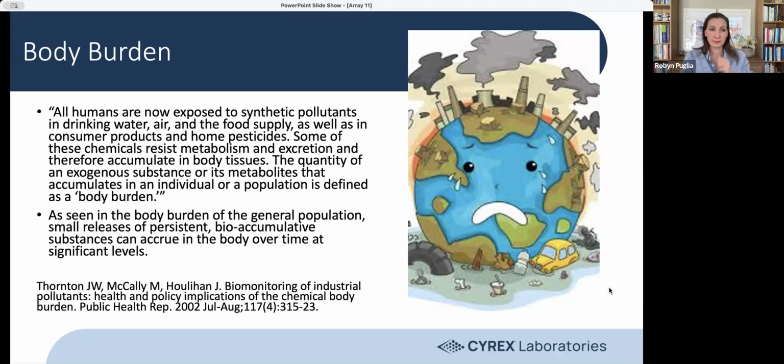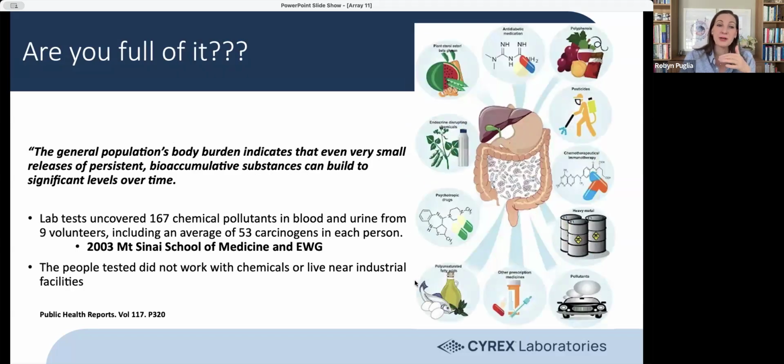in addition to what we're going to be talking about today, which is immune tolerance of the chemicals found inside the body burden. So the general population's body burden actually indicates that even very small releases of persistent bioaccumulative substances can build to really significant levels over time. And of course, there is some unique susceptibility. The unique genetics, the unique exposures means that some people can be extremely affected by a small amount of exposure in a relatively small amount of time. And for other people, they have more resilience and more robust responses to the bioaccumulation of chemicals and exposures.